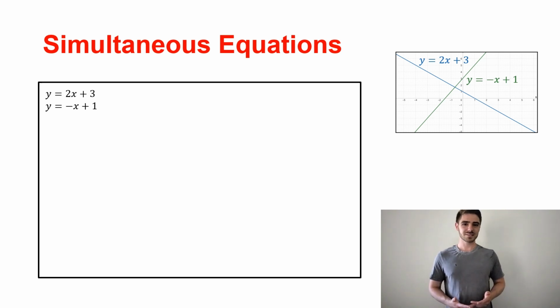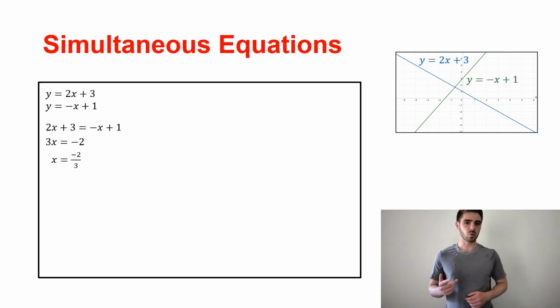If two equations intersect, that means that both equations will share the same x and y value at that point of intersection. This means that the y in the first equation will be the same as the y in the second equation, hence we can equate those two expressions. From here, it's simply a matter of solving for x, which in this case gives us x equals negative 2 on 3. But we're not done yet.